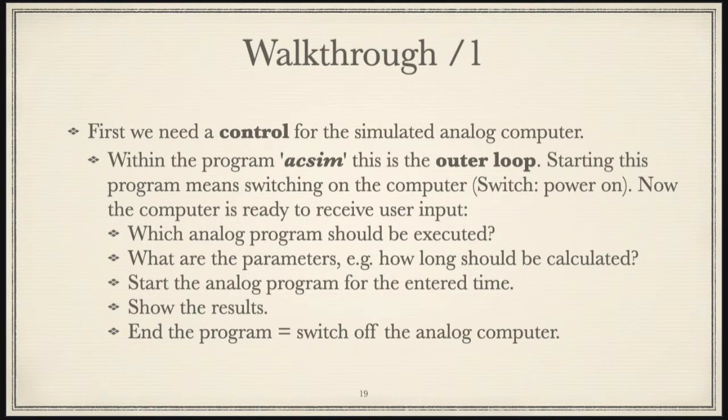A short walkthrough. First we need a control for the simulated analog computer. Within the program, I called it ACSim, this is the outer loop. Starting this program means switching on the computer. Now the computer is ready to receive user input. Which analog program should be executed? What are the parameters? How long should be calculated, for example? Start the analog program for the entered time. Show the results. End the program. Switch off the analog computer.